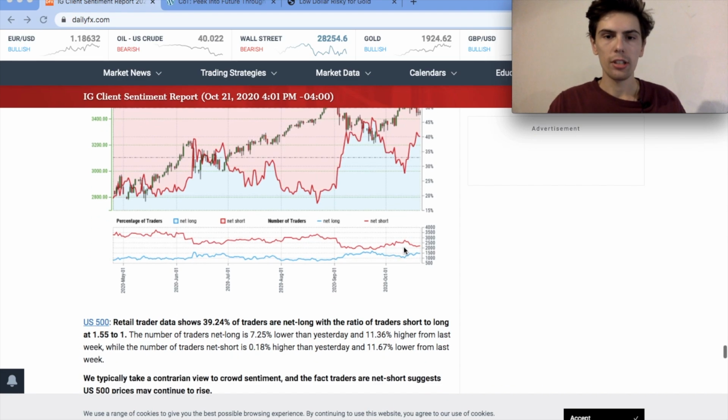We can take a look. There's still more net short traders than long traders. And like I said, until that flips, it's likely that we're going to see the same kind of thing in the stock market, where the overall trend remains to be up.